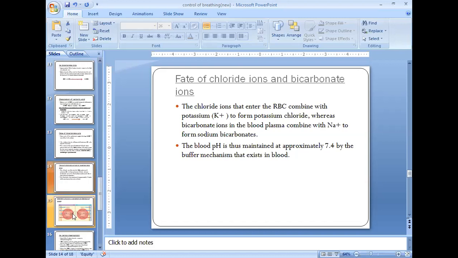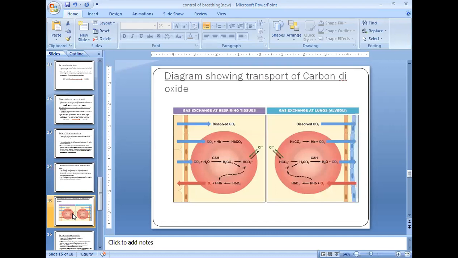Now, with the help of a figure, I can explain it. This is a diagram showing gas exchange at the tissue level, and this is gas exchange at the lungs or alveoli. So from the cells, carbon dioxide will enter into the blood vessel, and inside the blood vessel it will enter into the red blood cells.